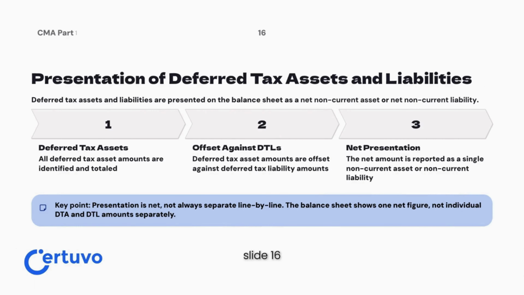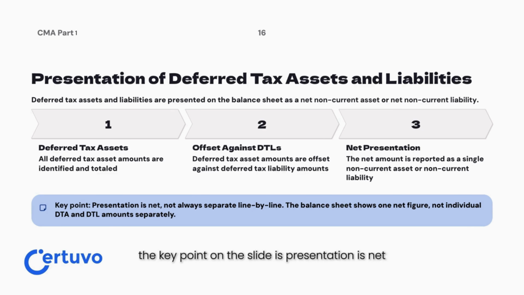Slide 16 explains the presentation of deferred tax assets and liabilities. The slide says deferred tax assets and liabilities are presented on the balance sheet as a net non-current asset or a net non-current liability. This means all deferred tax asset amounts are identified and totaled. Then they are offset against deferred tax liability amounts. The result is presented as one net figure.